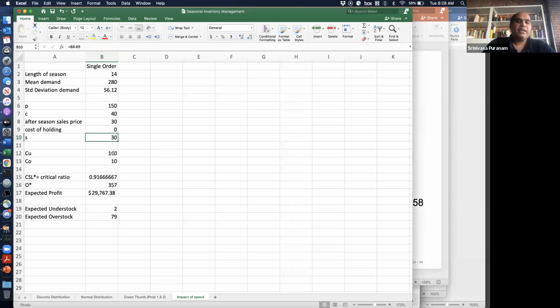With that, we can calculate the cost of understocking. Remember, when you say cost of understocking, it is for a single item. So the value of CU is 110. The value of CO is 10. Given that, we can calculate the critical ratio as 91.67%, or 0.9167. That gives us an order quantity of 357 units. And for that order quantity of 357 units, we have an expected profit of $29,776.38, right? So that's our expected profit.